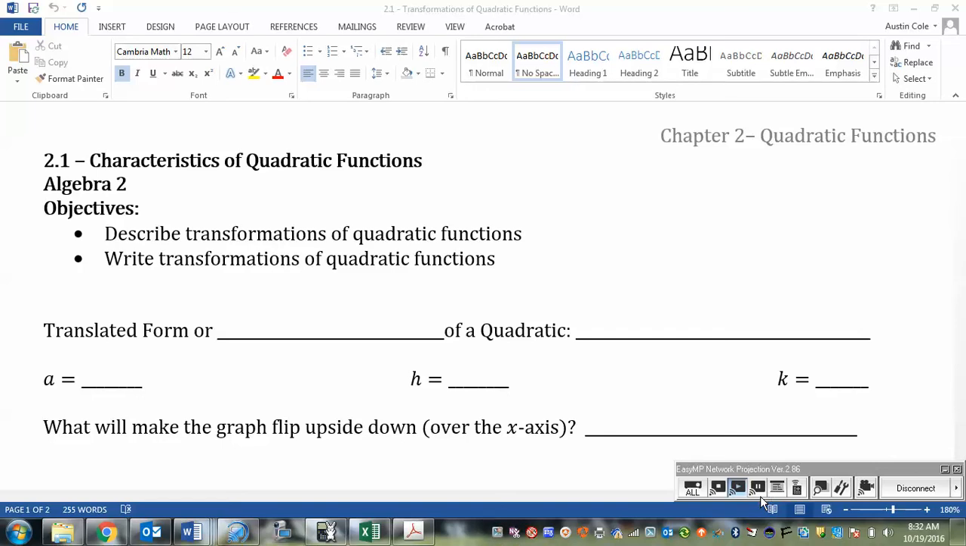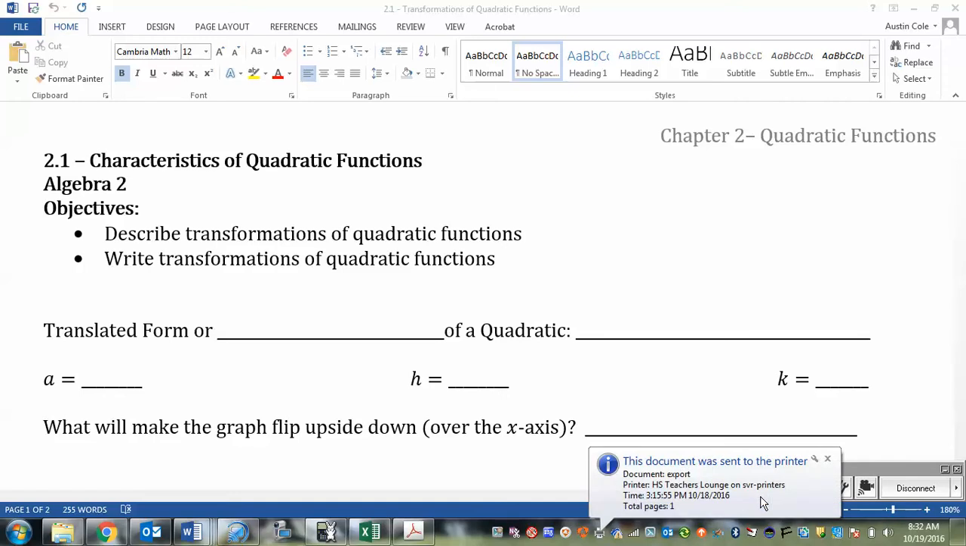Okay guys, so chapter 2, and there's only 3 sections in chapter 2 that we're going to cover. So that's good. And then we'll review and take a test. So section 1, I should say, is actually not called characteristics of quadratic functions. It's called transformations, but I've got it wrong on this. So transformations of quadratic functions.